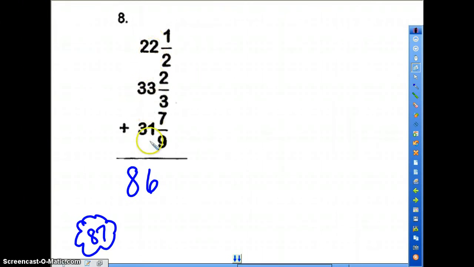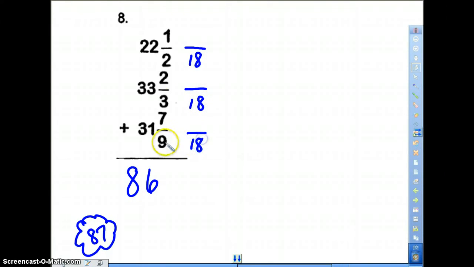Okay, so we've added the whole numbers together. Now we need to add the fractional pieces together. I remember saying that the common denominator was 18. So let's make equivalent fractions that all have denominators of 18. To turn the 2 into 18, I have to multiply by 9, so I'm going to do the same up here. 9/18 is the same as 1/2.